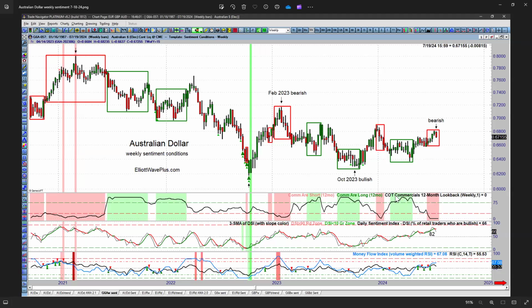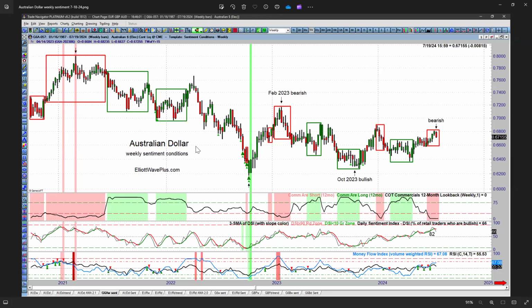So what this indicator right here shows is commercials positioning as it relates to their most bullish and bearish positioning over the last 12 months. Right now, commercials on the Australian dollar are heavily short.